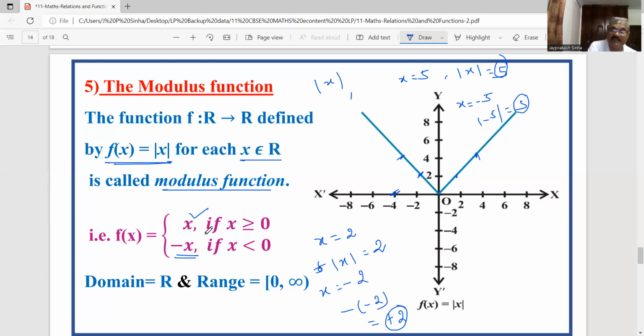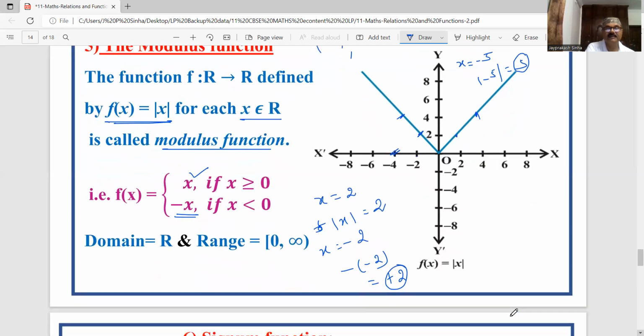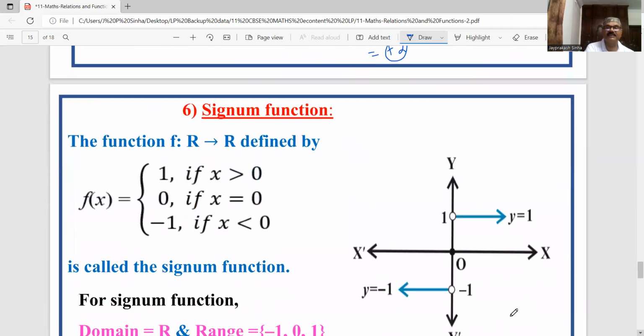And this expression is very important. f(x) is equal to x if x is greater than or equal to 0, and f(x) is equal to minus x if x is less than 0. If it is negative, then you take the negative of it. Means if it is minus 2, then minus of minus 2, that is plus 2. Now Signum function.